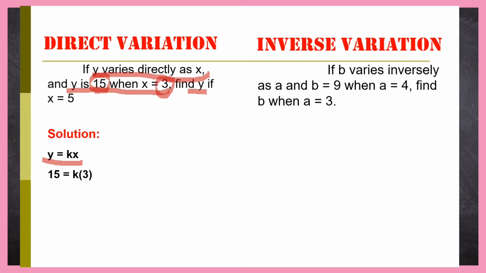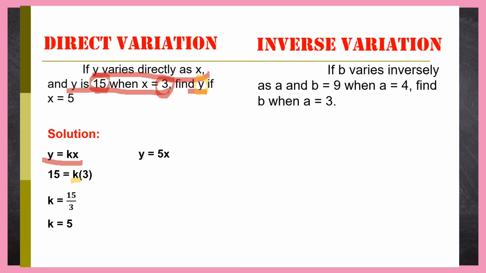Then after that, let us solve for the value of k. We divide both sides of the equation by 3. So we have k equals 15 divided by 3. 15 divided by 3, the answer is 5. So if k is equal to 5, or the constant of variation is 5, therefore, the equation of variation is y equals 5x.